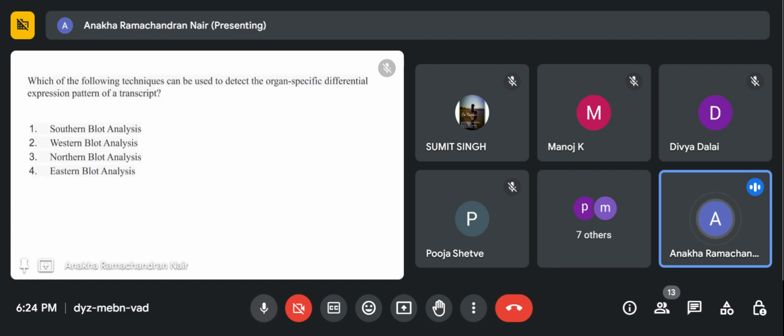The question is, which of the following techniques can be used to detect organ specific differential expression pattern of a transcript? Option 1 is southern blot analysis, option 2 is western blot analysis, option 3 is northern blot analysis, and option 4 is eastern blot analysis. So what do you think the correct answer is? You can just write down the answer in the chat and I'll go through them. Then we'll see how many of you think what is the answer.